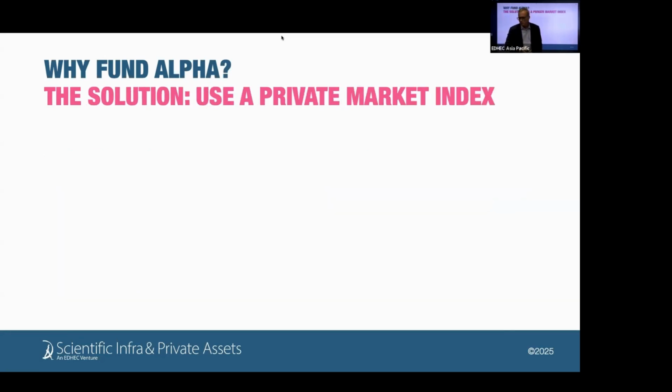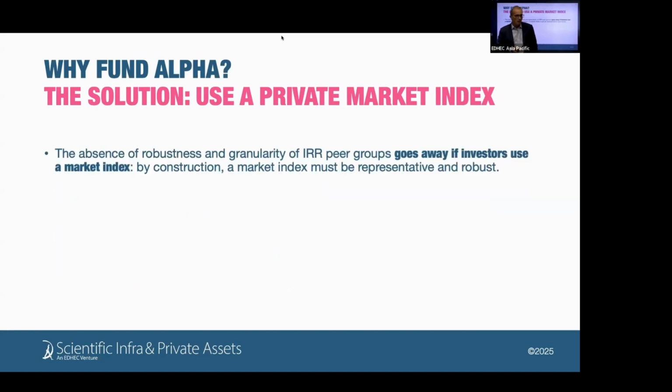Okay, so what's the solution to this problem? The solution is to use an index. And that's actually almost self-evident. If you have a market index, the question then becomes, does this index exist? But if you do have a market index, which is built to represent a market, by definition, it must be representative and it must be robust, because an index is not built with 5 or 6 or 10 data points. And as I'll show you, some of our indices are built with thousands of data points.